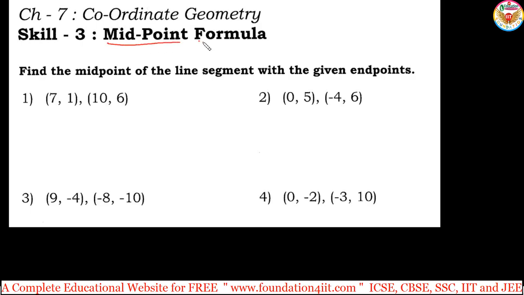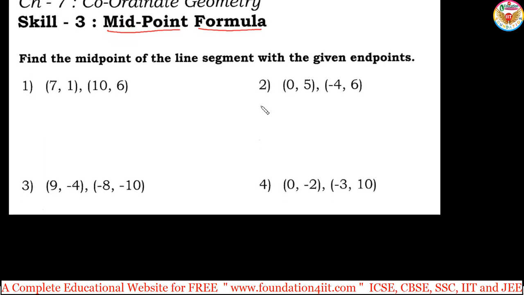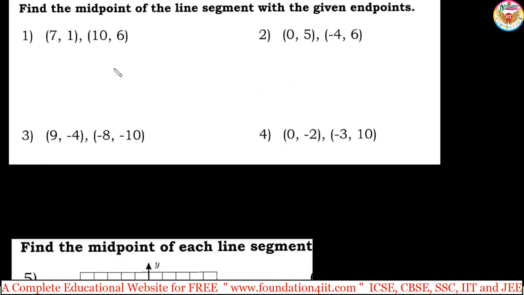Next, the midpoint formula. We have two cases in this. If the points are given, we need to find the midpoint. If the graph is given, we can also find the midpoint. Take 7, 1 and 10, 6. Let these be A and B. The midpoint formula is (x1 plus x2) divided by 2, (y1 plus y2) divided by 2. That means in these coordinates, this is x1 and y1, and the second point is x2, y2. Remember, always the first is regarding the x-axis, the second is related to the y-axis. 7, 1, 10, 6 are x1, y1, x2, y2.